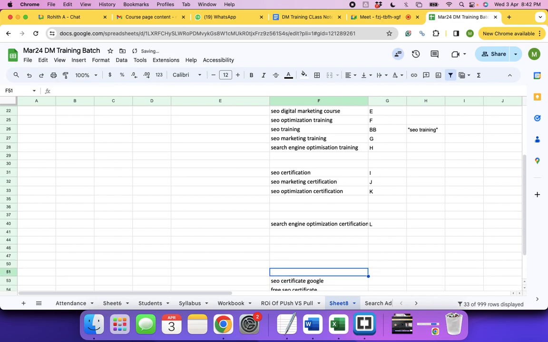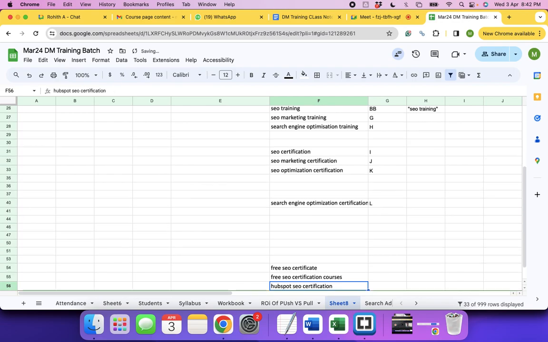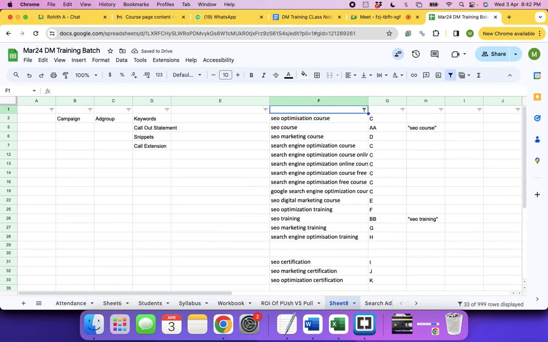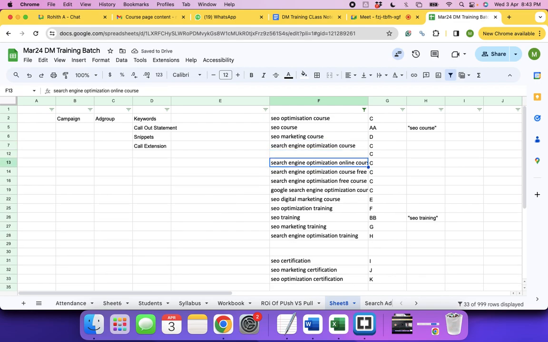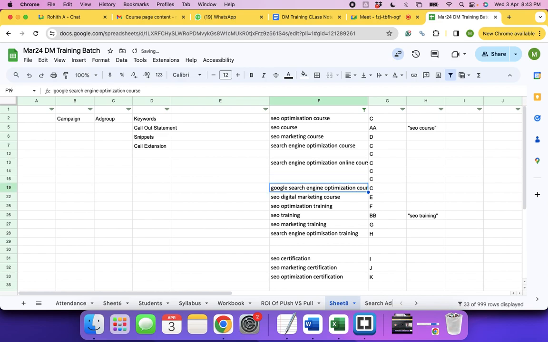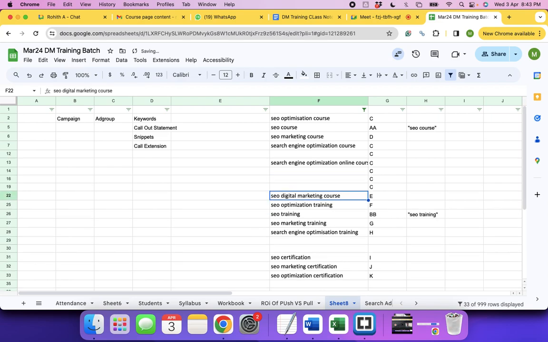Free online course for SEO. SEO certification free. SEO certification Google. Free SEO, free. HubSpot SEO, it's not HubSpot. Okay, whichever is unique, we are going to retain them. SEO optimization course. Search engine optimization course, this is also unique. Search engine optimization course online. You bid on this and this is gone. Online course, let it be. Free, remove. Google, remove.